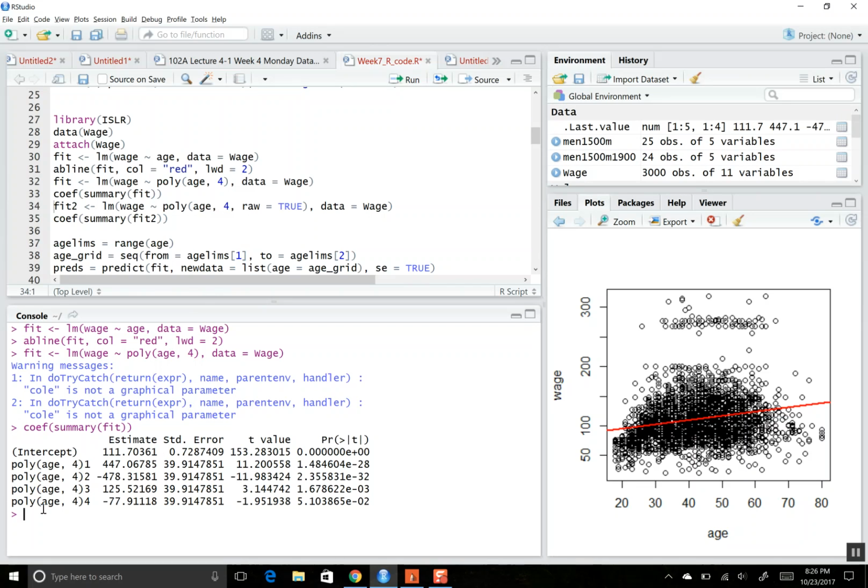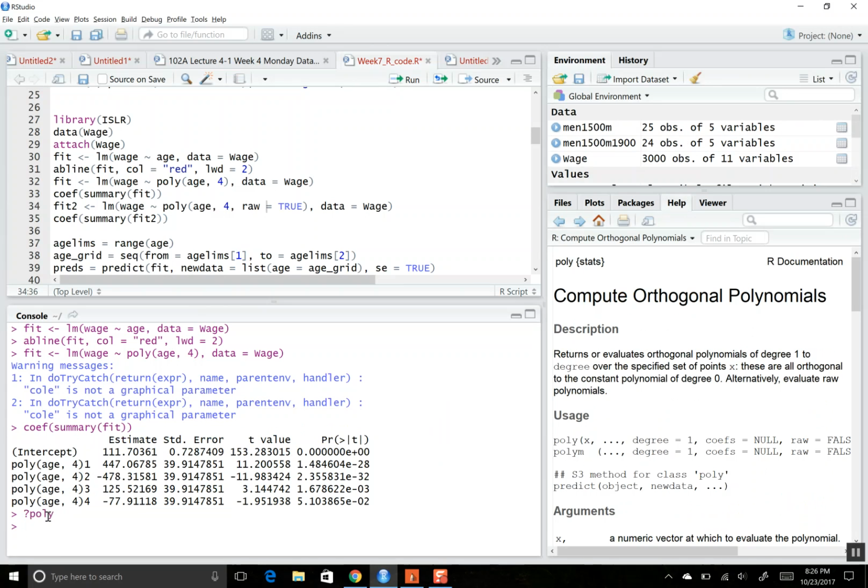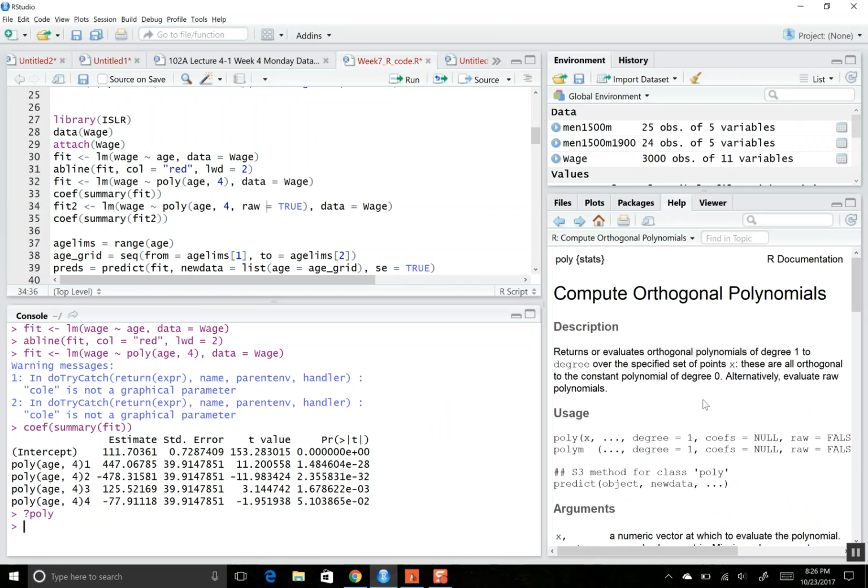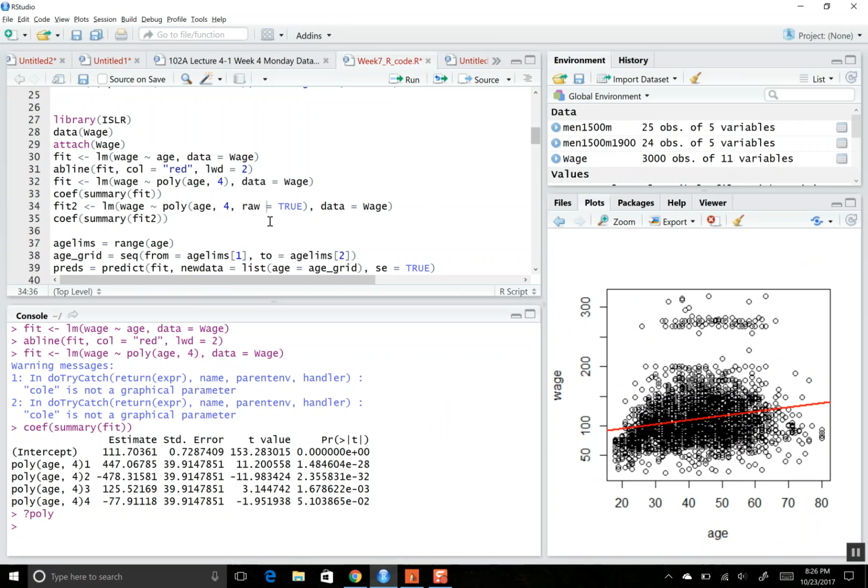If you're not familiar with poly, poly just turns this into first, second, third, and fourth degree polynomials. Raw equals true is kind of what we would expect if we did x squared, x cubed, and x to the fourth. If you just do poly, it doesn't do that. It does something similar, but they're orthogonal to the constant polynomial. But anyway, you can do this, and you can fit it, right?